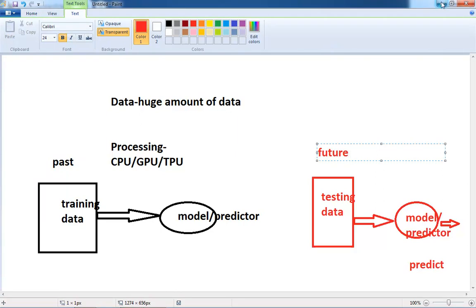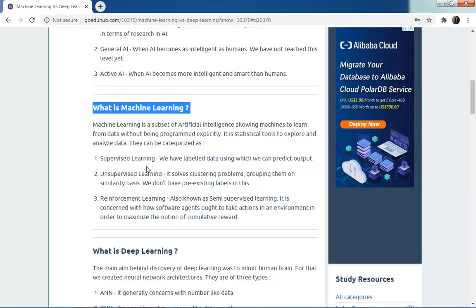Okay, so I think now you should be clear with machine learning. And there are different types of machine learning like supervised learning, unsupervised learning, and reinforcement learning. There are different videos on all these types, so here I'm not going to explain more about these things. Okay, so basically machine learning you know now.